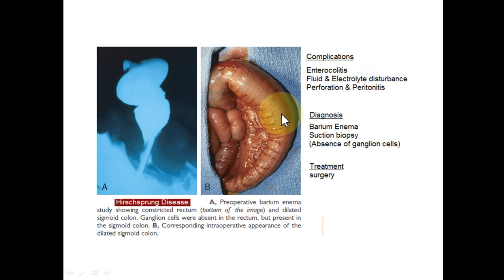and if it gets perforated, the contents will be released into the peritoneum, and it will cause peritonitis and a condition of septic shock.